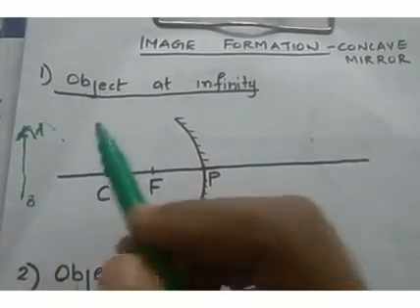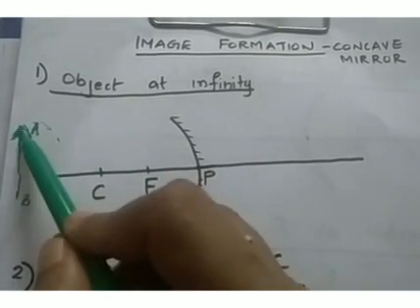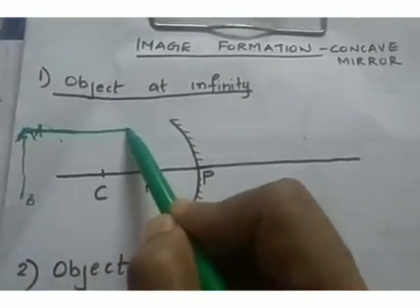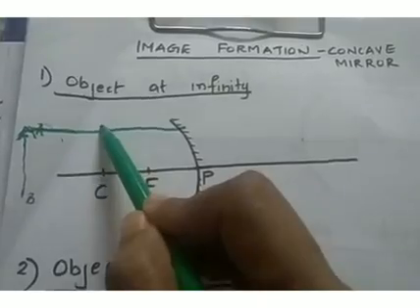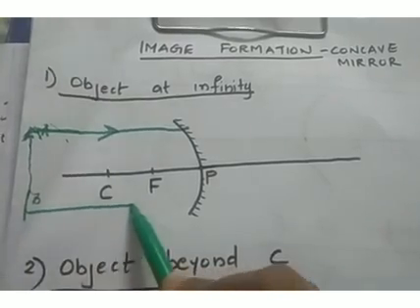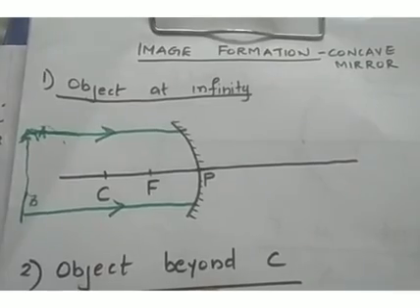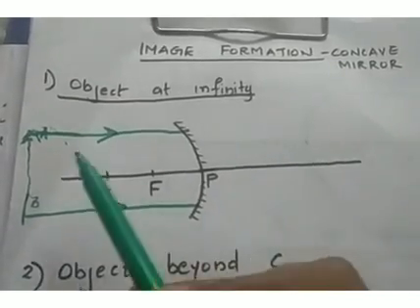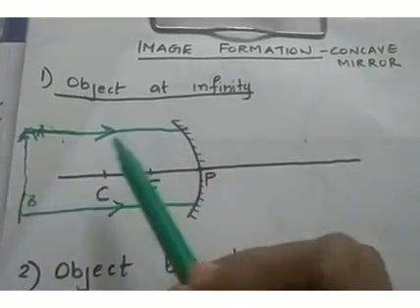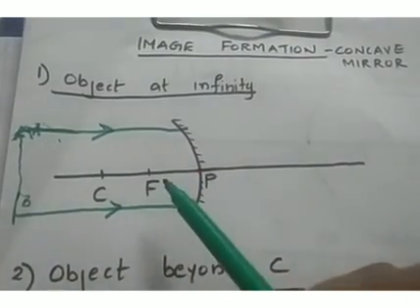So this arrow mark is the object, and here the light rays are emitted by this object, and let the light rays emitted by the object be denoted by parallel straight lines like this. See, this type of parallel straight lines are emitted by an object at infinity. Okay, and these rays are parallel rays, isn't it? These rays are incident parallel to the principal axis.